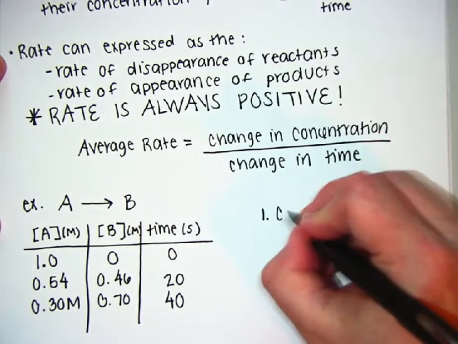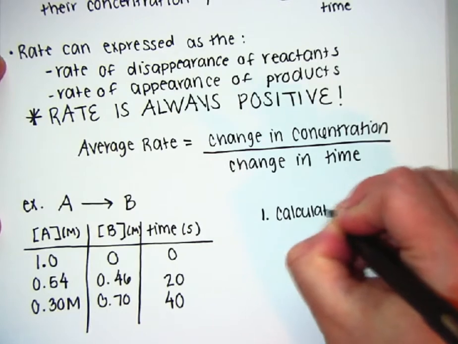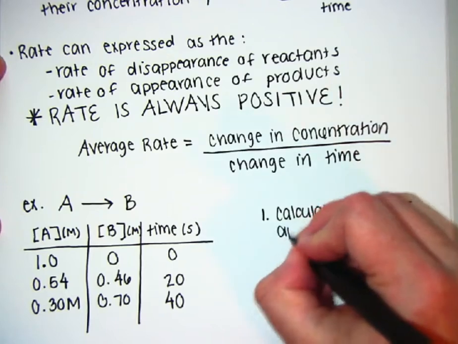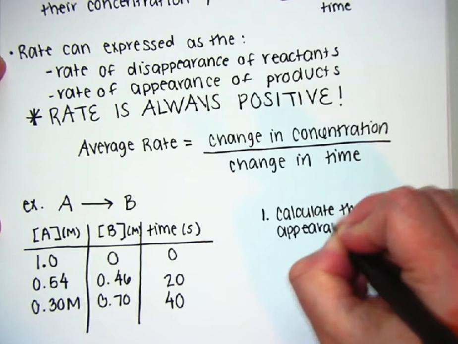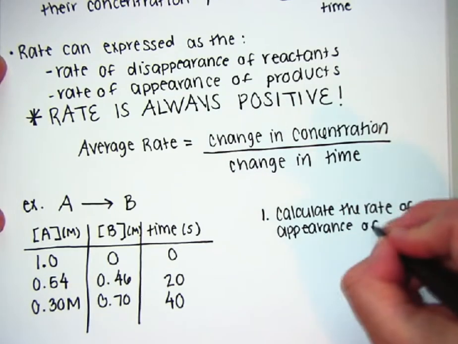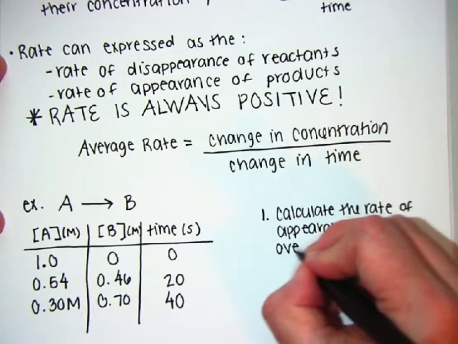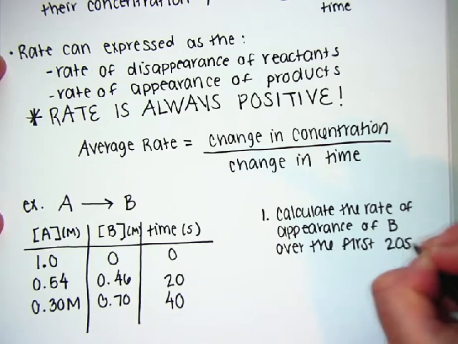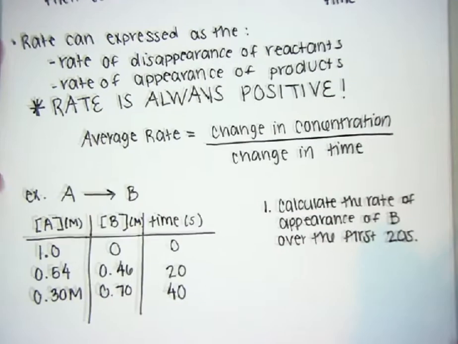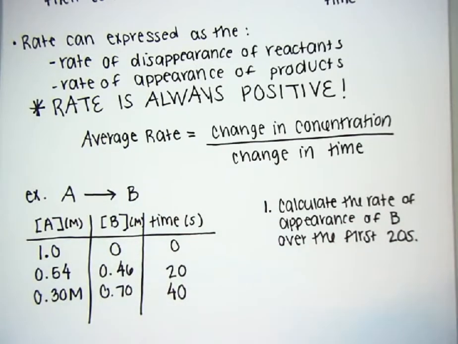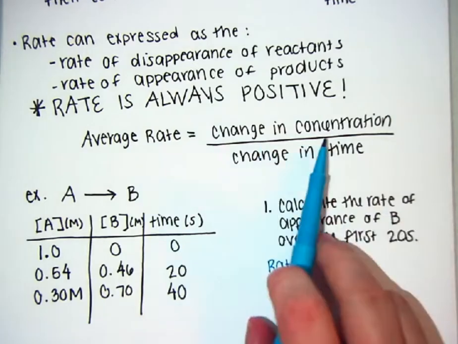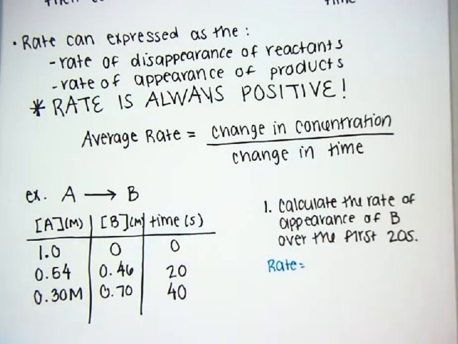Number 1. Calculate the rate of appearance of B over the first 20 seconds. So all we have to do is plug this in to my formula. So we're going to take the change in concentration and we're going to divide by the change in time.